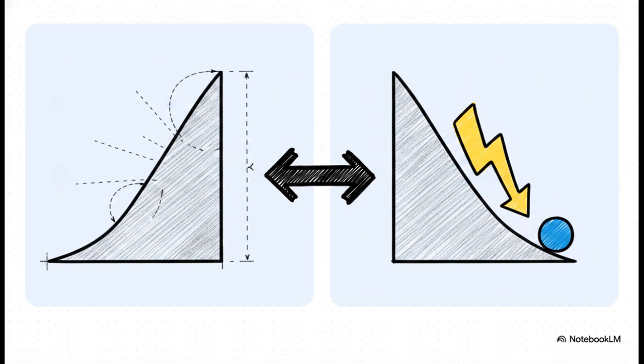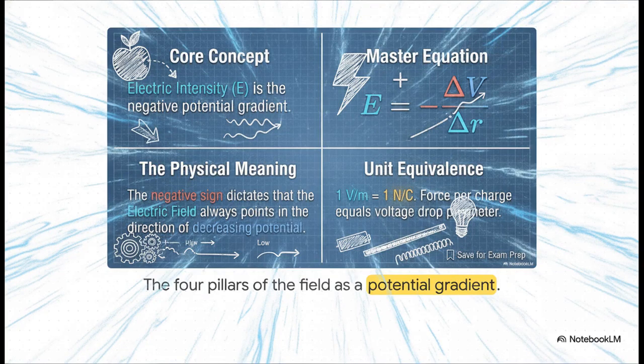One phrase describes the steepness of the potential hill, and the other describes the physical force you'd feel rolling down it. As we look at this master summary grid, follow the arrows from the core concept on the top left all the way to the master equation on the top right. We've successfully walked from a simple gravity analogy through the derivations to proving the fundamental structure of electric intensity. We visually verified it, mathematically derived it, and dimensionally proved it.